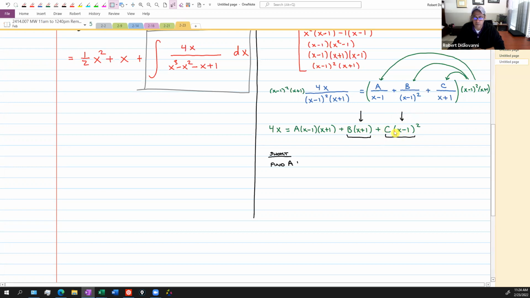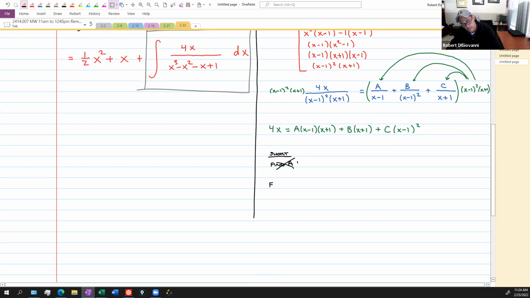You could kill this one off, couldn't you? By letting X be 1, but it won't kill that off then because it makes that 2, right? 1 plus 1. So there's no way to find A easily. Okay, well, that's all right. Let's try and find B.